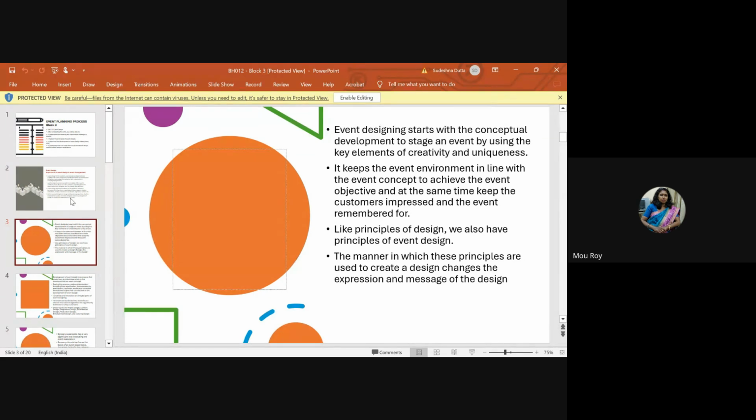Like principles of design, we also have some principles of event design. Anything you design, whether you are designing your t-shirt, or the interior design for your house, or the interior of your car, has some design principles. Similarly, there are some principles for event design. The manner in which these principles are used to create a design changes the expression and the message of the design.